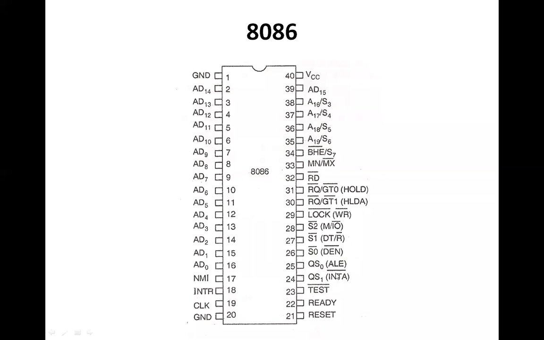INTA, this is an interrupt acknowledge signal. Whenever any interrupt is received by 8086, it is acknowledged by the interrupt acknowledge signal. So this signal gives acknowledgement in response to any interrupt to that device. This INTA pin is normally an active-low pin and is normally used to gate the interrupt vector number onto the data bus in response to the interrupt.